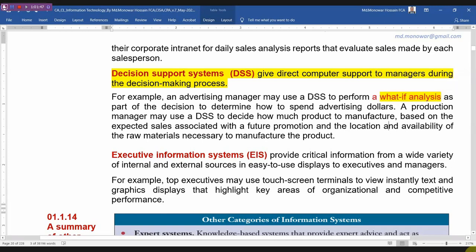This analysis is possible through the decision support system. Through the computer, as part of the decision, you can determine how much advertising dollar or taka to spend. So a production manager may use a decision support system to decide how much product to manufacture, based on the expected sales associated with the future promotion and the availability of the raw materials necessary to manufacture the product.